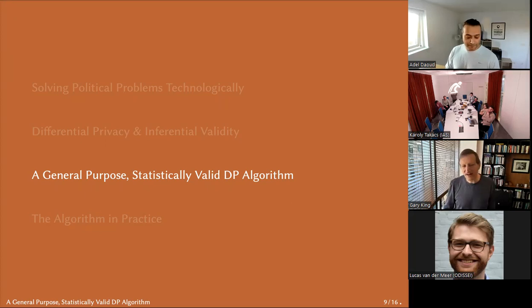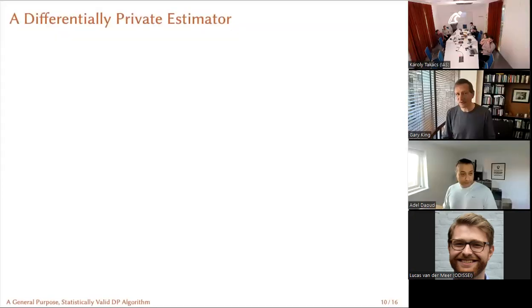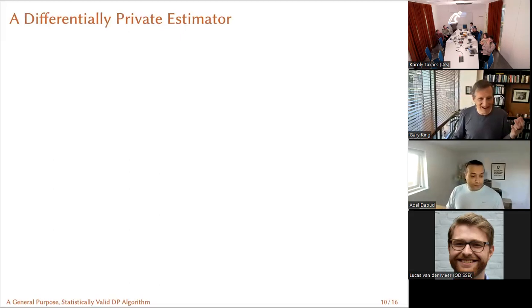Yeah, that's right. There is actually a way to even get the maximum, but it's much harder. I mean, estimating a maximum is always harder, but it's even harder in this case. So, okay. So a general purpose statistically valid differentially private algorithm. Okay, so let me give you an analogy.